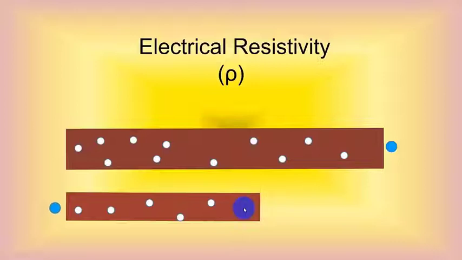But when you look at the second case, see how the electrons collide with the atoms of the conductor. Because there are fewer atoms present in the conductor of short length, the possibility of colliding with the atoms is also less. And hence we can easily say that the resistance is directly proportional to the length of the conductor. If the length is larger, the resistance is more. When the length is shorter, the resistance is less.